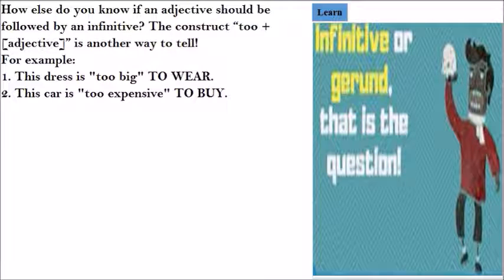How else do you know if an adjective should be followed by an infinitive? The construct "too" plus adjective is another way to tell. For example, 1. This dress is too big to wear. 2. This car is too expensive to buy.